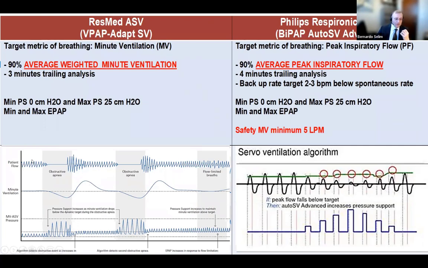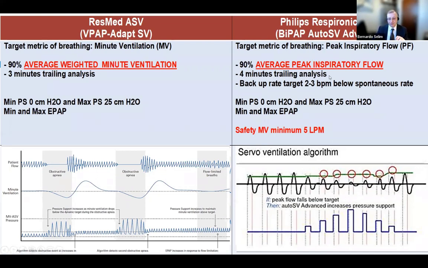I understand it better. So let's say that this is the flow of the patient, and it goes with no flow. The minute ventilation will drop, correct? If you don't breathe, your minute ventilation goes down. The machine will start increasing the pressure support and will look at how the minute ventilation goes. If the minute ventilation is corrected, it's because that pause is very likely central. If the pressure support does not correct that minute ventilation target, then the machine is in front of an apneic event, obstructive, and the machine will increase the EPAP. So this is how the ResMed machine works. For average weighted minute ventilation, it increases the pressure support and sees what happens to the minute ventilation. If it's not corrected, it's likely to be obstructive. If it's corrected, it's likely to be central.